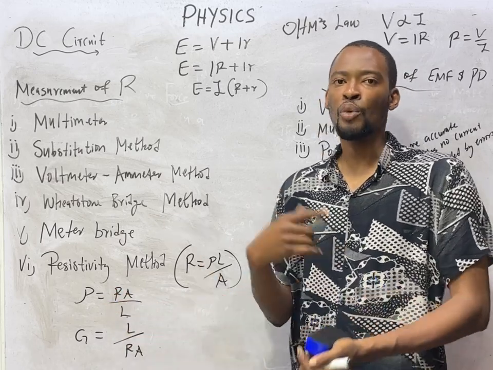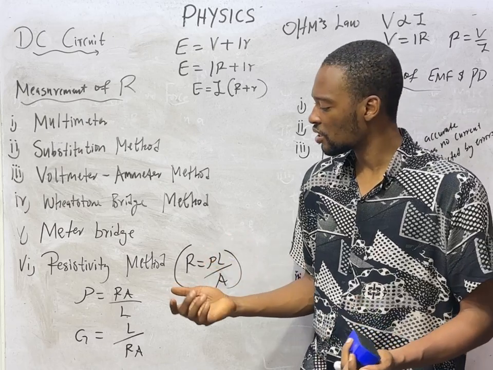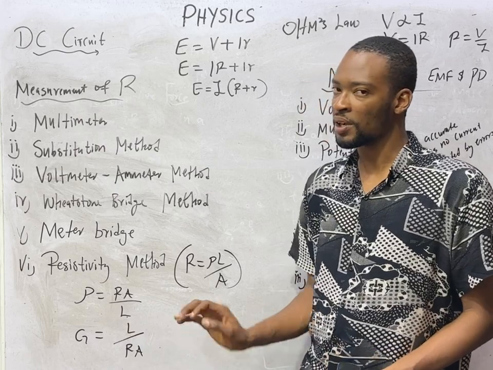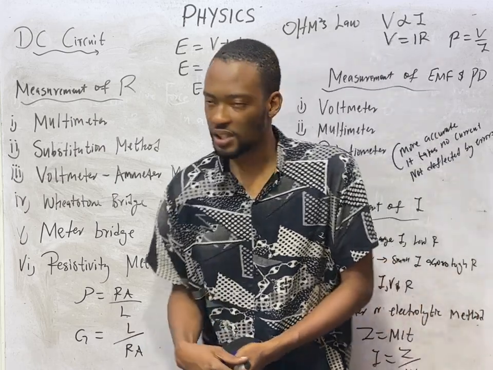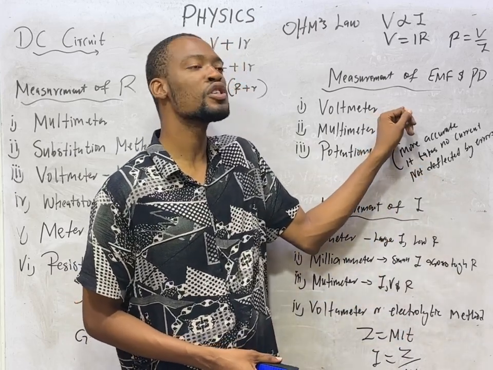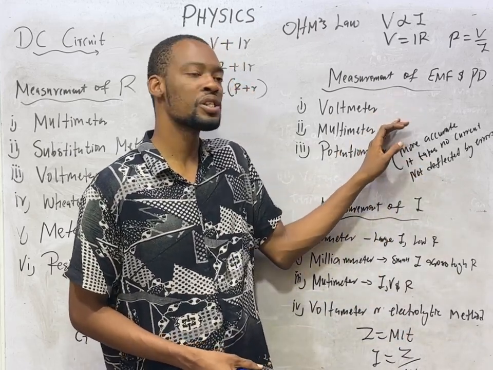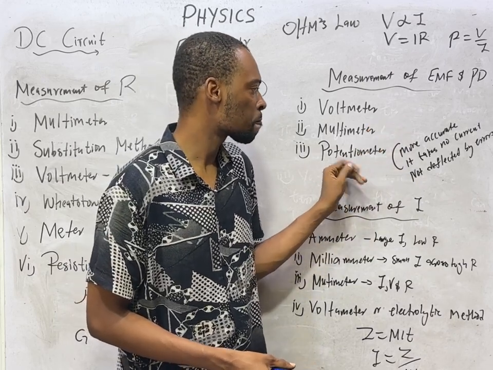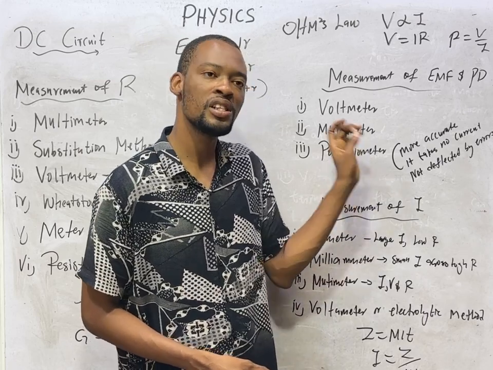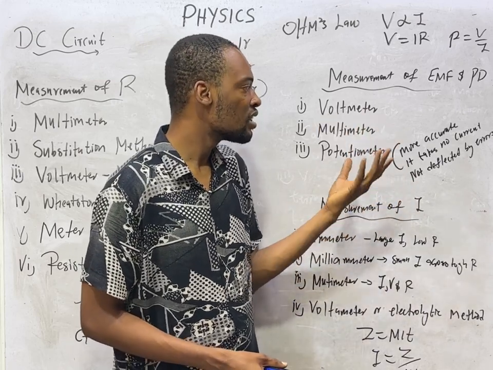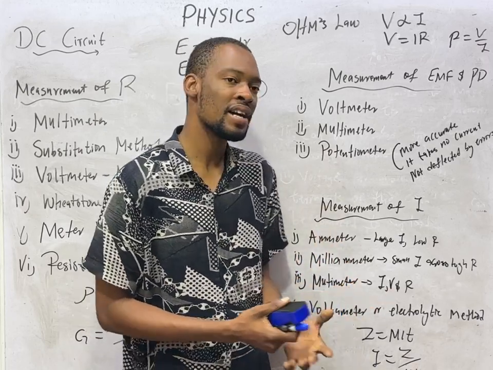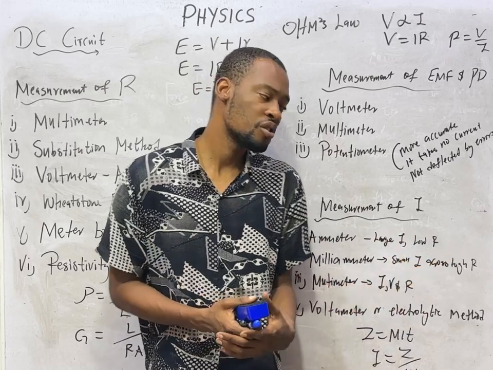While the inverse or the opposite of resistivity is conductivity. If resistivity is RA over L, conductivity will simply be L over RA, the inverse of resistivity. Then the measurement of EMF and potential difference. We can use a voltmeter to measure voltage, we can use the multimeter, and we can use the potentiometer. One thing about the potentiometer as a way of measuring EMF and potential difference is that it is more accurate because it takes no current and it is not deflected by errors like every other instrument.